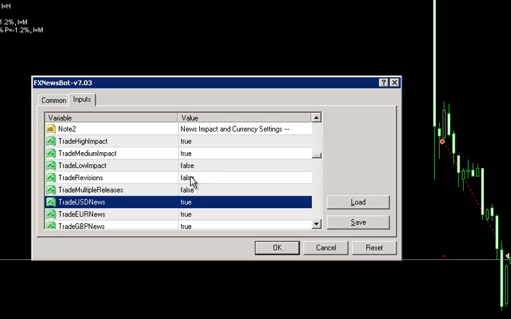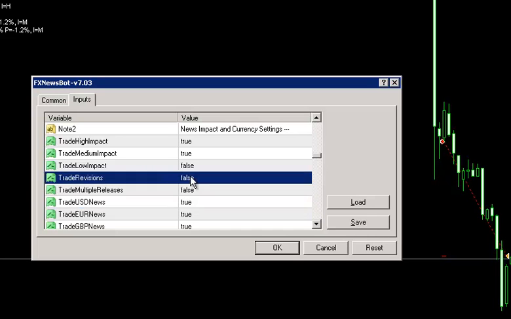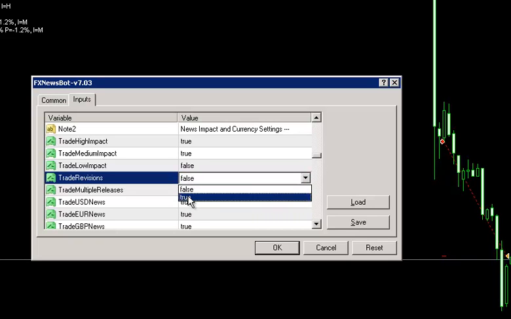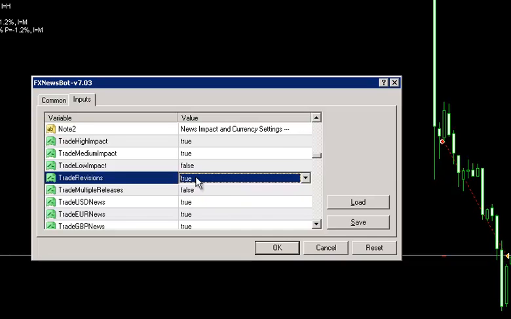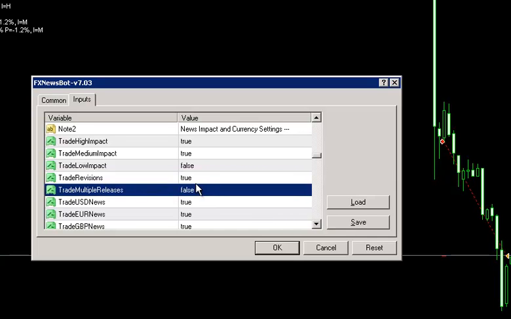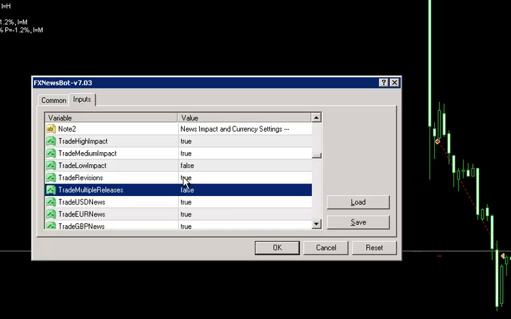And revisions too. If you have trade revisions on true, sometimes there's a news release, but then there's a revision. And sometimes on the calendar, the revision shows up before the news release. So say the revision was showing a strong sell, but then the news release came out and is showing a buy. The EA won't enter any trades, because sometimes the revision can influence the trade. It could end up going a different way than you were thinking it would go. So this too will help filter out.